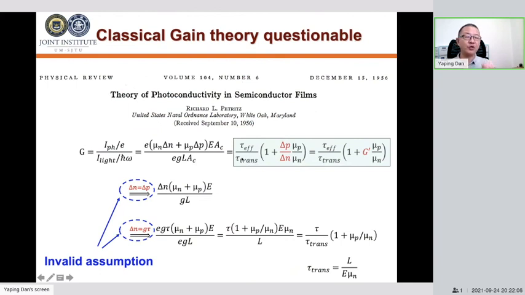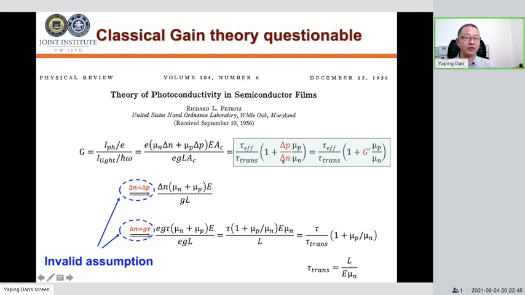No, because when you are applying a big electric field, this delta n will become very small. Okay, so this number will also become very small. This part is only valid when your device is very long and not applying a very big electric field. So in that case, this first parameter, tau effective divided by tau transit, is not going to be very big. So gain should not come from the ratio of these two parameters.